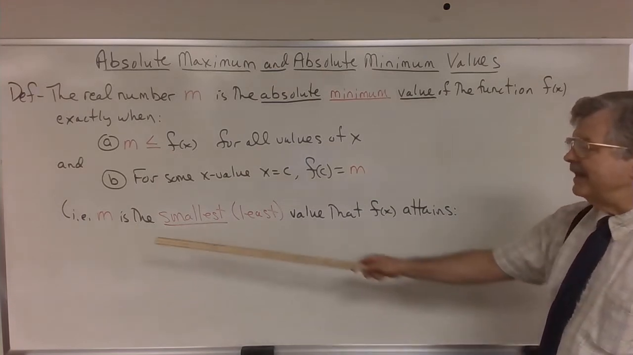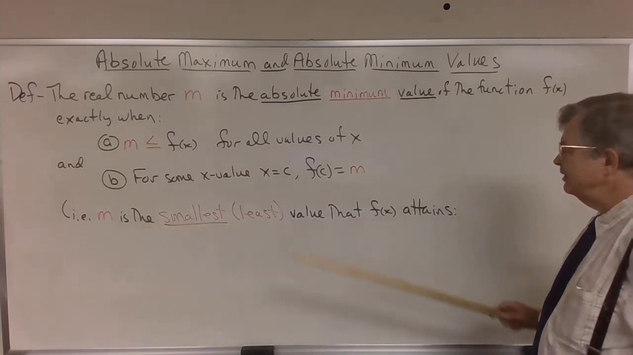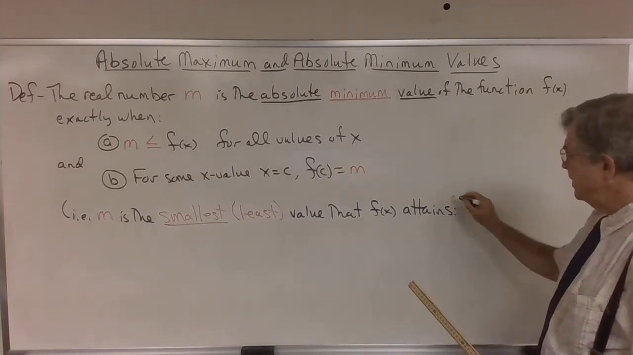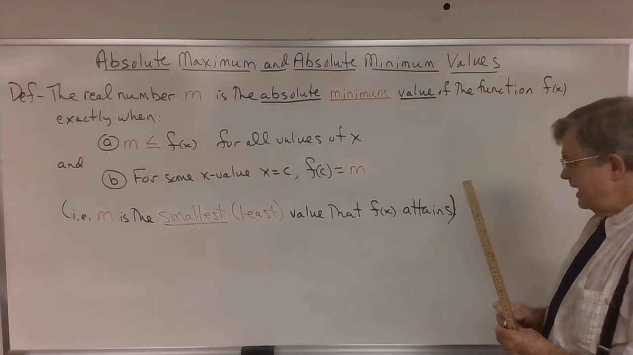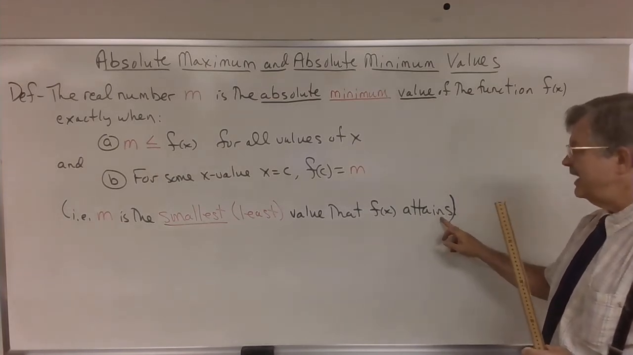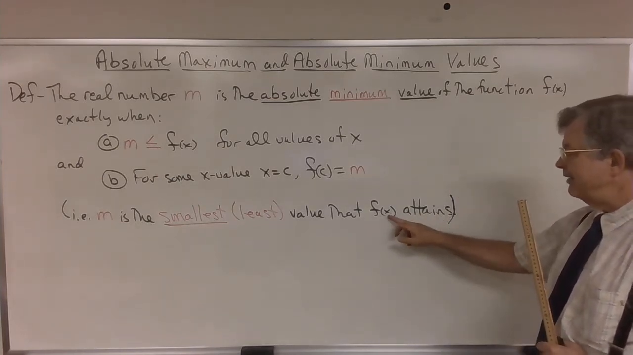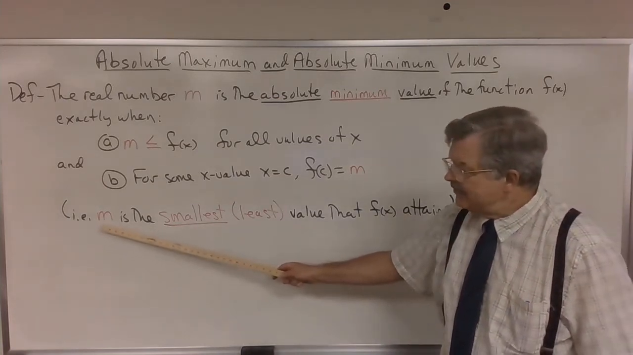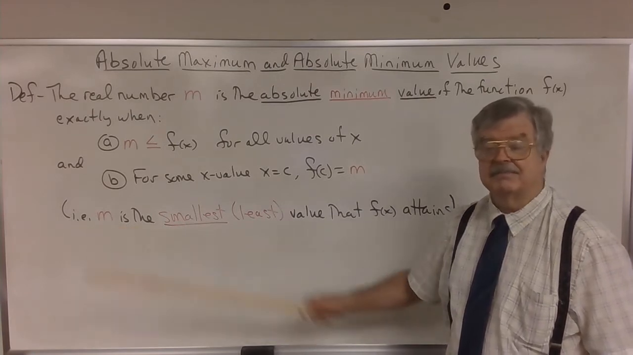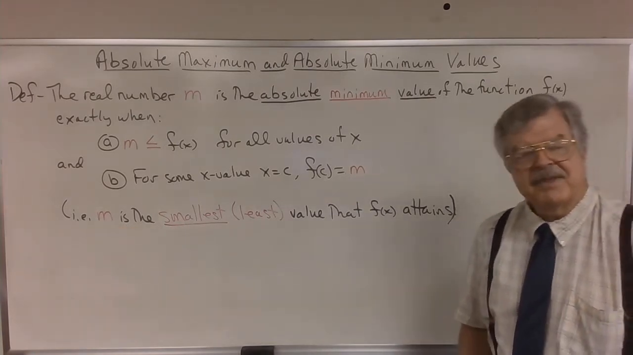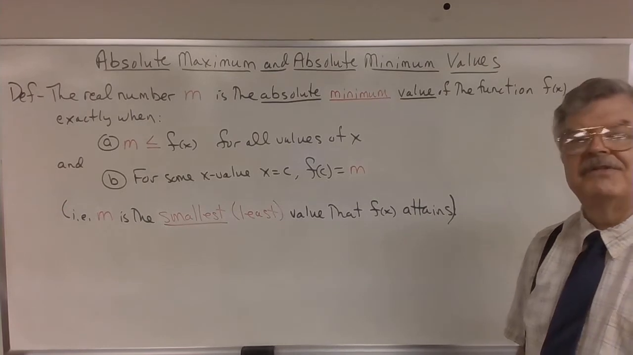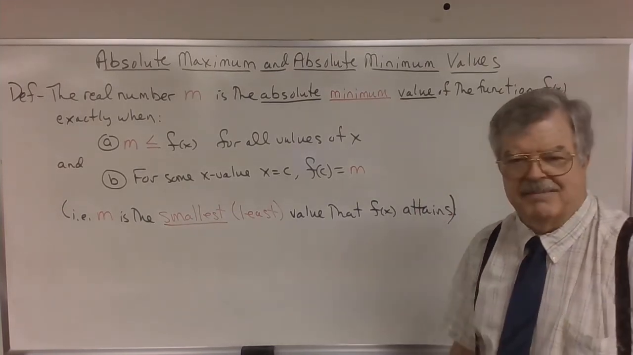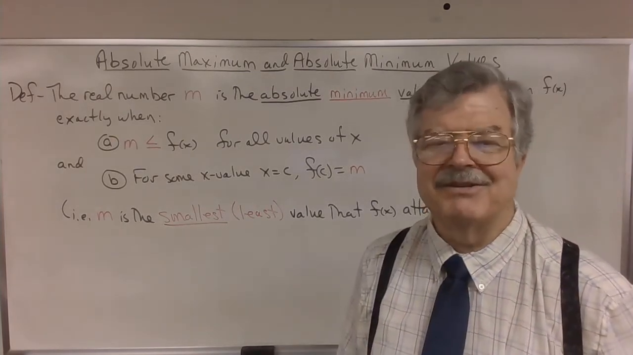So we can say that little m is the smallest or least value that f of x attains. And again, when we say attains, we're saying there has to be a value of x that we can plug into the function to get this absolute minimum value. Now that we've gone through all of the definitions, let's look at a truckload of examples. And I'm not exaggerating.